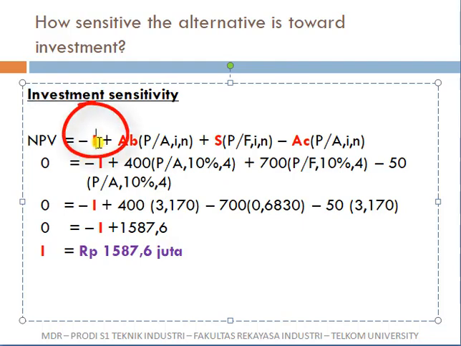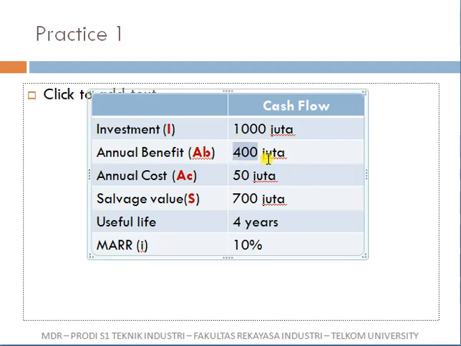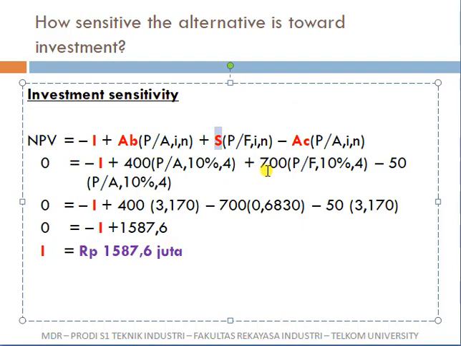the big I in here. Big I is investment. And then we have annual benefit, salvage value, and annual cost. Annual benefit, you can put 400 as shown in this column. Annual benefit is 400, and then salvage value is 700, and annual cost is minus 50 because it is a cost. And then just isolate the big I in here because we want to look further at how sensitive the investment is.